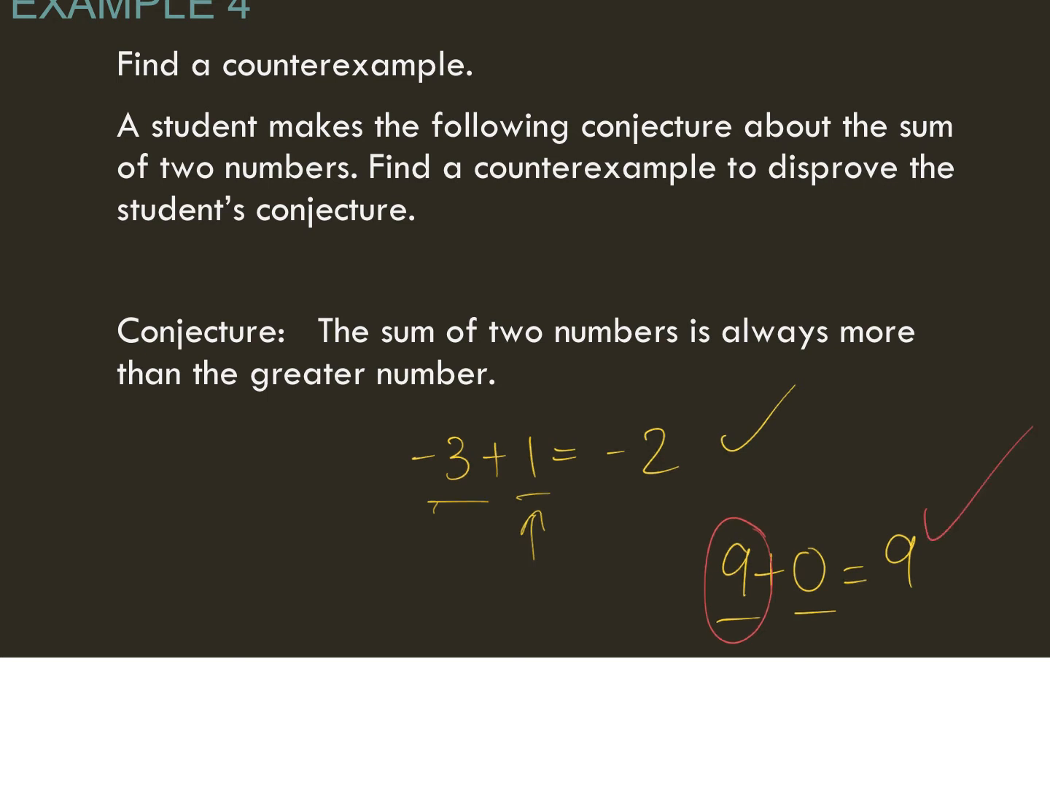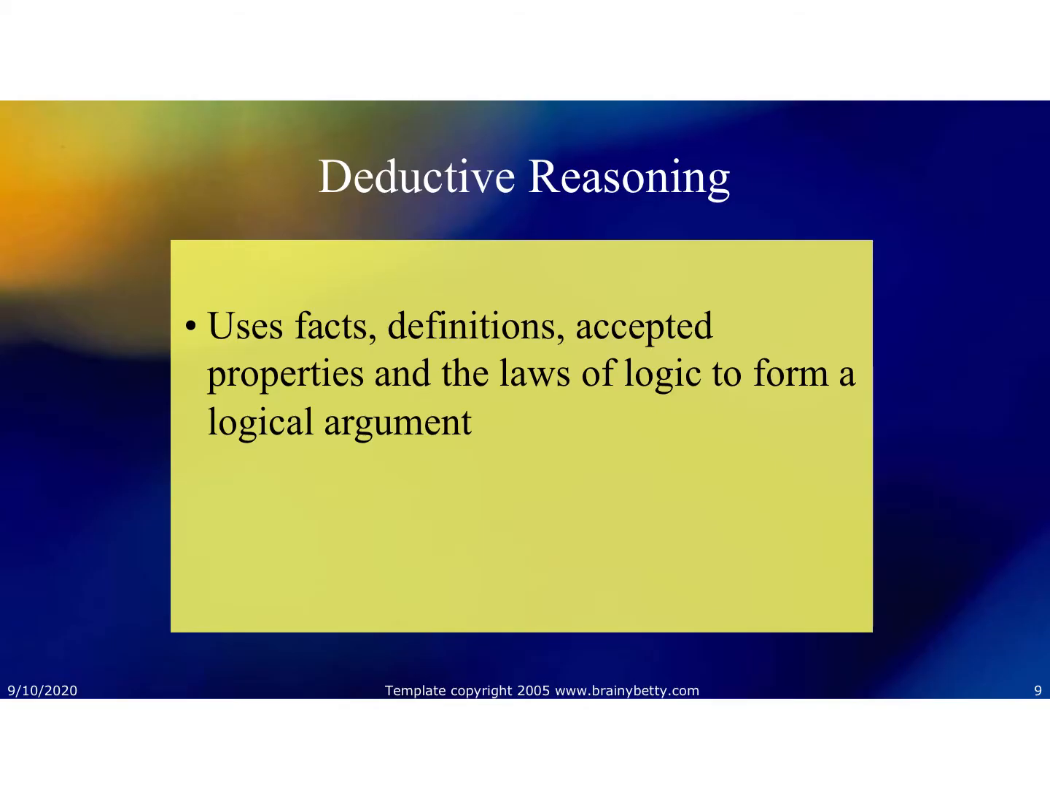Do we see how this is working? So when it says counterexample, you're looking for two numbers or whatever it's asking for that disprove the statement, that tell the statement is incorrect. Got it? Okay. Now we get to deductive reasoning.